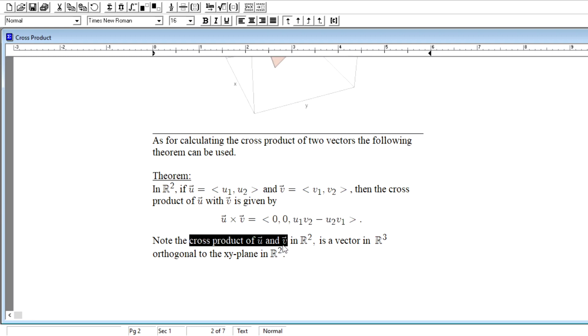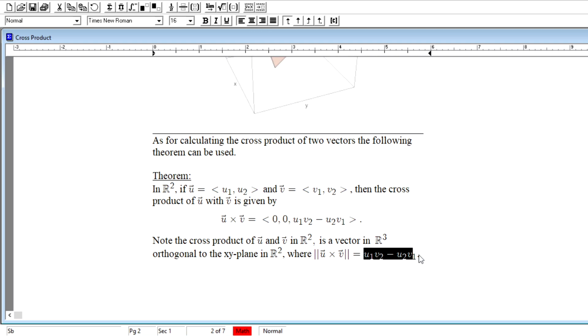And again, note the cross product of u and v in R2 is a vector, again, in three-dimensional space that is orthogonal to this xy plane, where the magnitude actually corresponds to this value, right? And maybe we could add that in here, where the magnitude of vector u crossed with vector v equals this quantity here in our two-dimensional space.